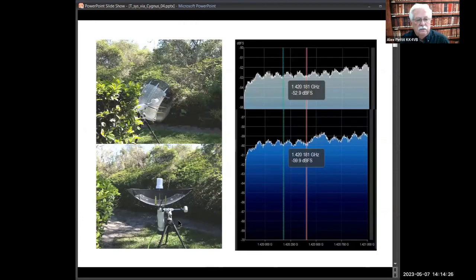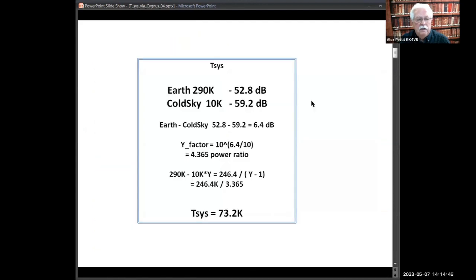With this system, I can really point it down, and I did this at several locations in the yard. I have heavy vegetation, so I can definitely grab hold of 290K, and then point it up, and I have some clear sky overhead. This one shows a difference of really about 7 dB, but I did another calculation where it was 6.4. I come up with a Tsys of 73.